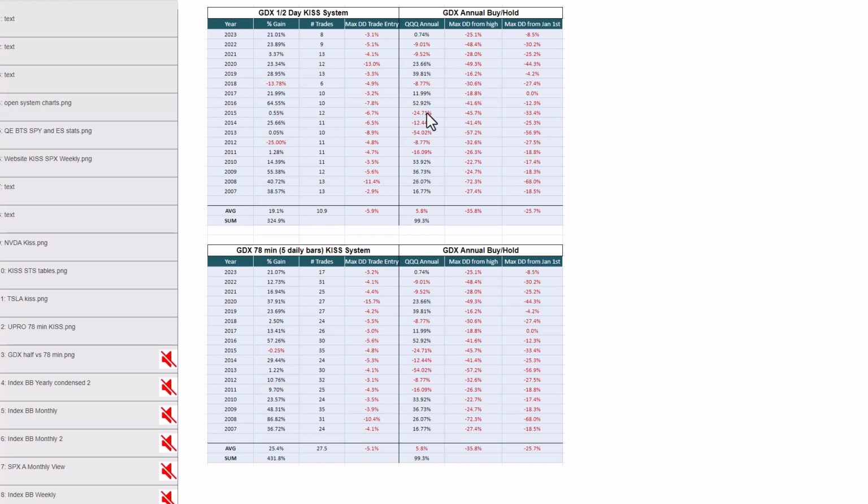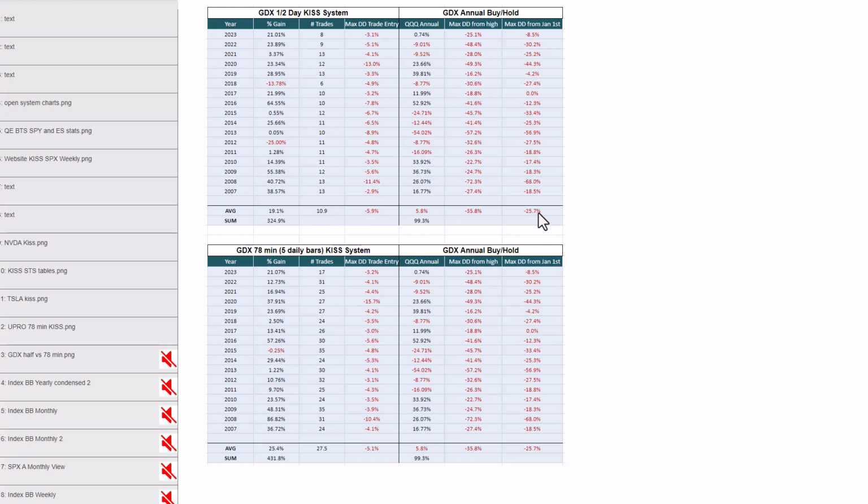So GDX, half of the years have been down years. And look at the drawdowns. I have 2 different drawdowns, one max drawdown from the highs that year and one just from January 1st, because you've been holding it all year. But look at these drawdowns, 48%, 28%, 49%, 30%, 41, 45, 57, 72% drawdown in 2008. Okay. Now look at the KISS system, average drawdown of 5.9%, again, versus the average of 25.7%.